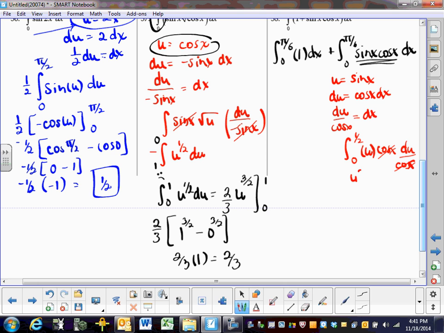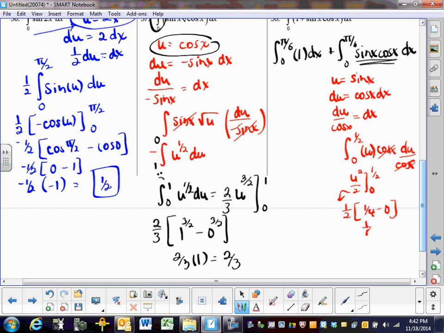So this just becomes u squared over 2 from 0 to a half. Keep the half. It's a half squared minus 0 squared. So I'm keeping this 2 factored out as a half. So it's a half squared minus 0 squared is 1/8. So that gives me that right-hand integral.